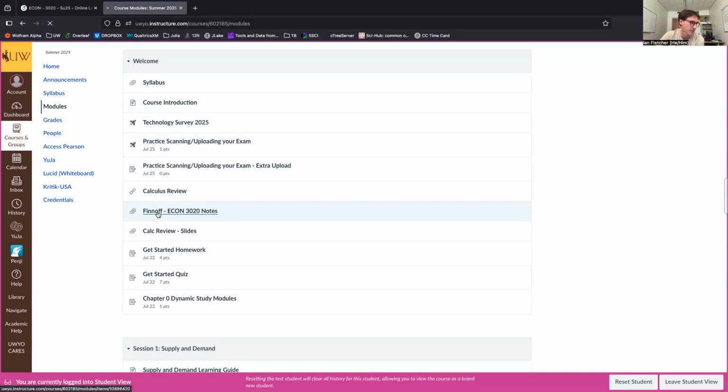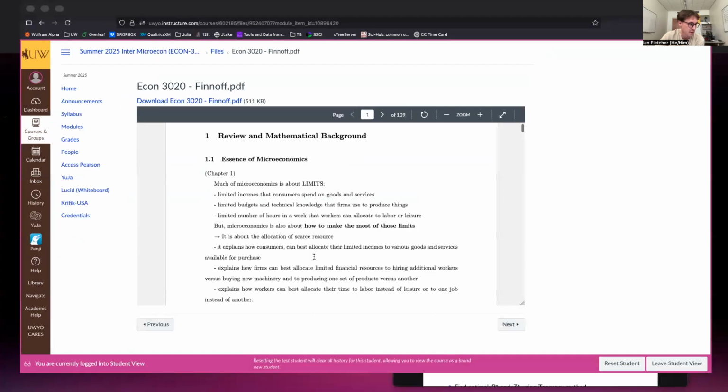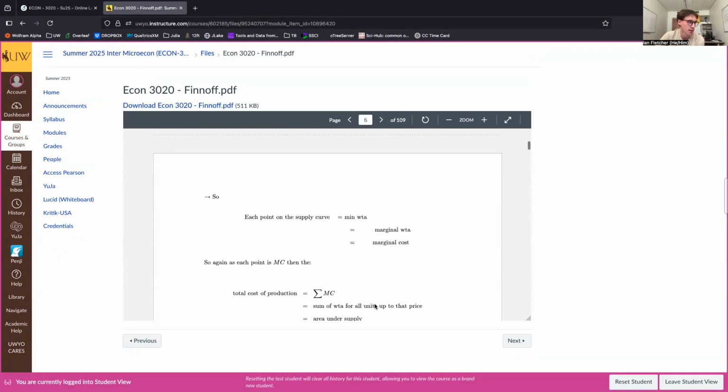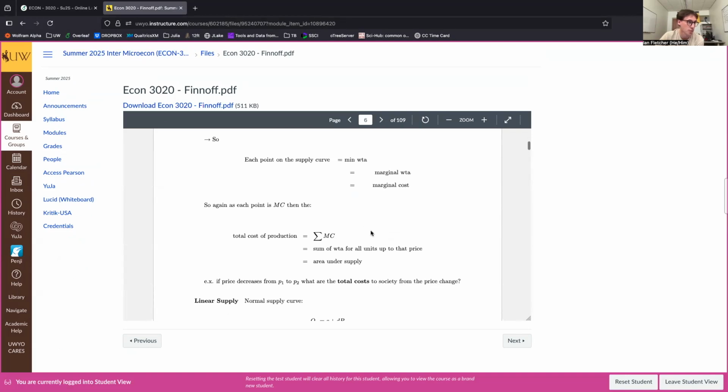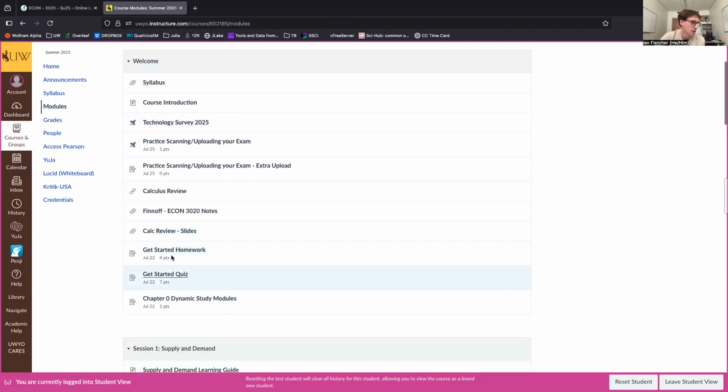This file here, this FinOff Econ 3020 notes, are notes for this class from 2007 from Professor FinOff. If for some reason my explanations aren't working, these should be pretty comprehensive and pretty well put together, so I would highly recommend looking at those. Similarly, this is where the slides for the calculus review will be.